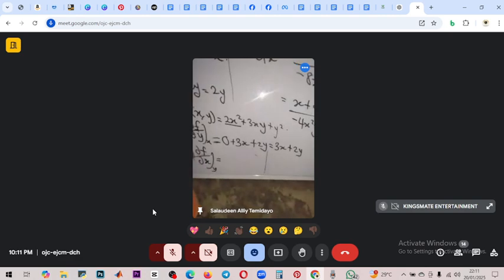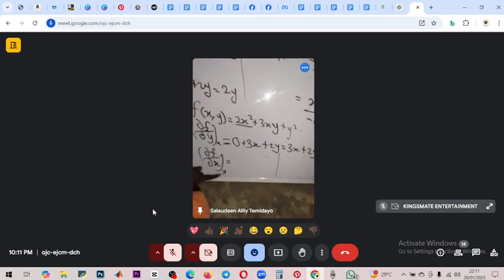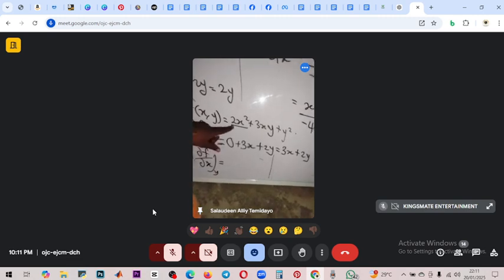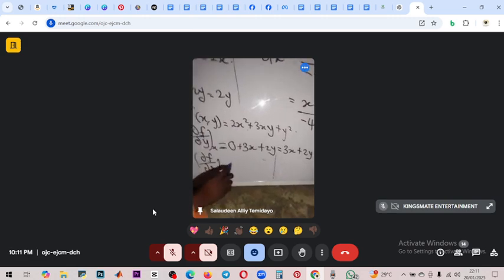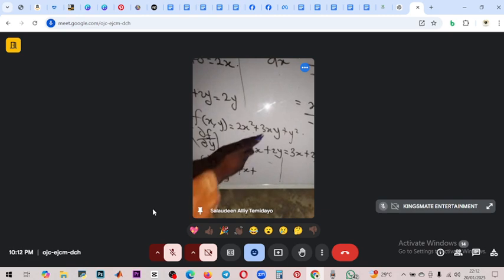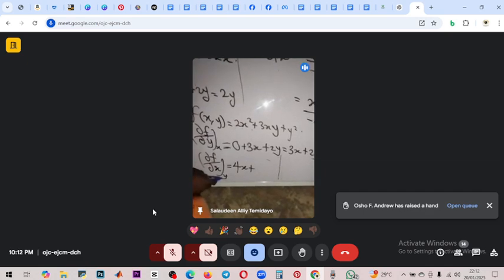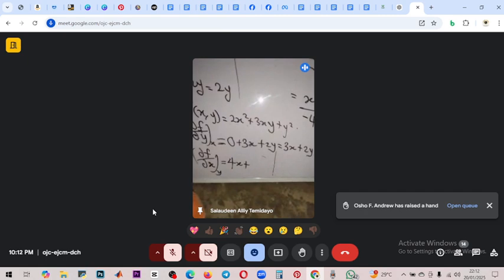I'm differentiating f with respect to x. I'm going to neglect y. I'm going to make it a constant. So this is the first thing I have there. Differentiate 2x squared. That is 4x, plus differentiate 3xy when y is a constant. That's going to be what?